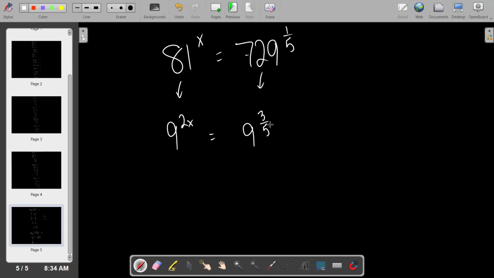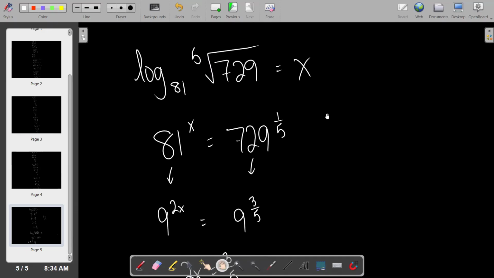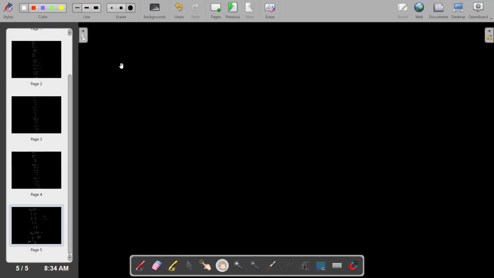Matchy base complete. Redundancy in place. A fact. 2x must equal 3/5. What does x equal? Did I just give you 2 problems with the same answer in a row? Holy nutso! That's cray cray. That's craycology. Let's go again.